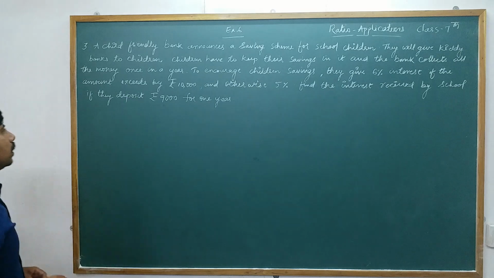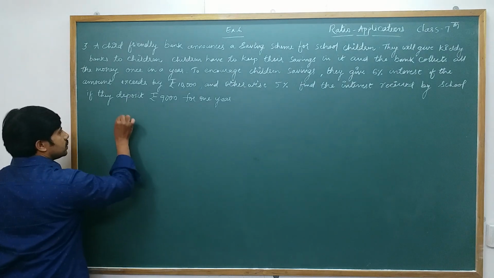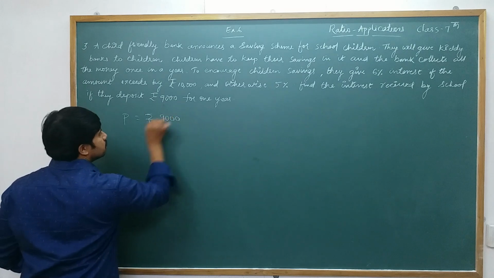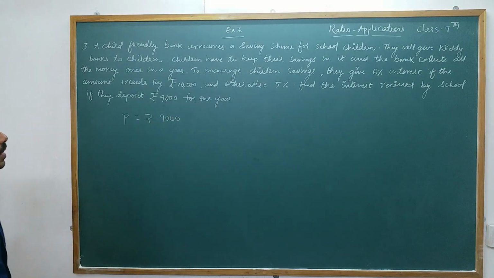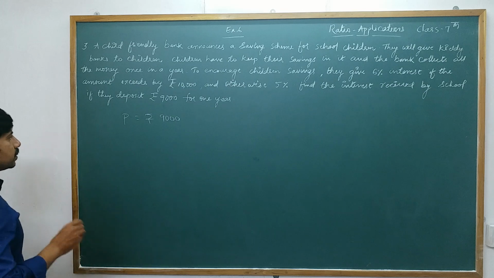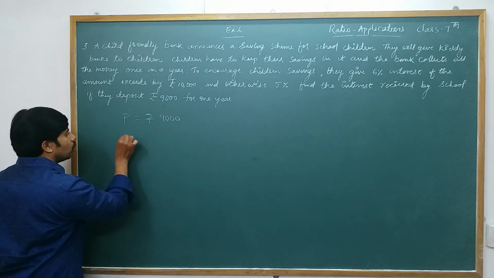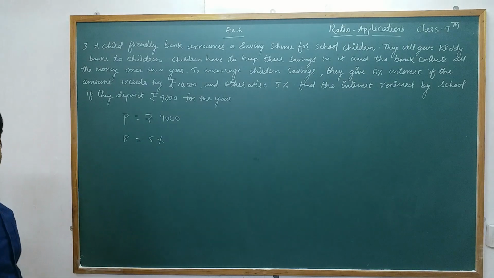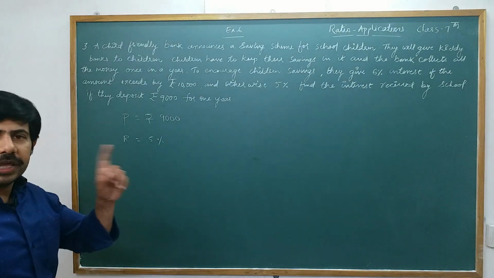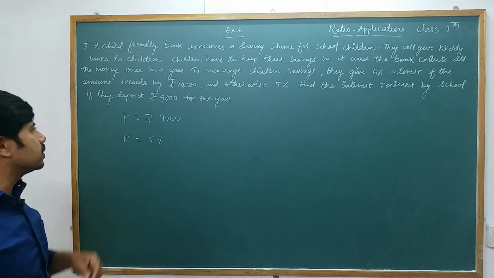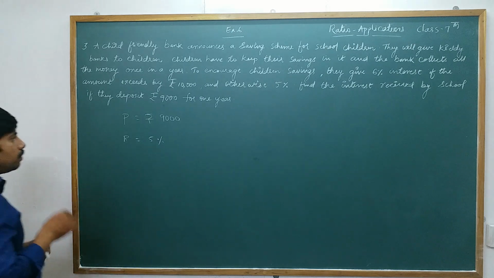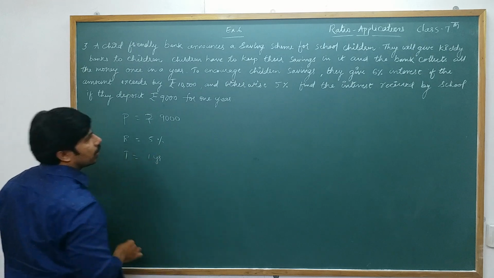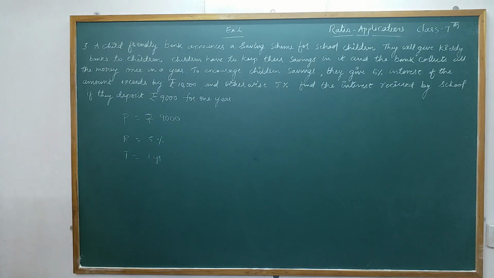So find the interest received by the school if they deposit 9,000 in 1 year. So here the school deposited rupees 9,000. So that is principal. Principal is rupees 9,000. Okay. Now as they deposited 9,000, they will get only the rate of interest as 5% per annum, not 6%, because only if it exceeds 10,000 will they give 6%, otherwise it is 5%. So what is the time duration? Time duration is 1 year.